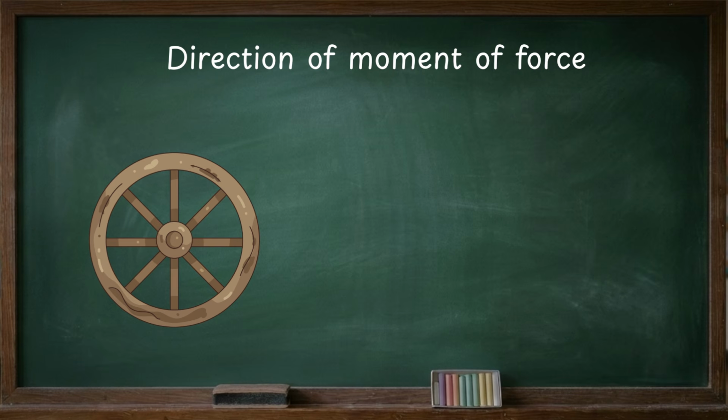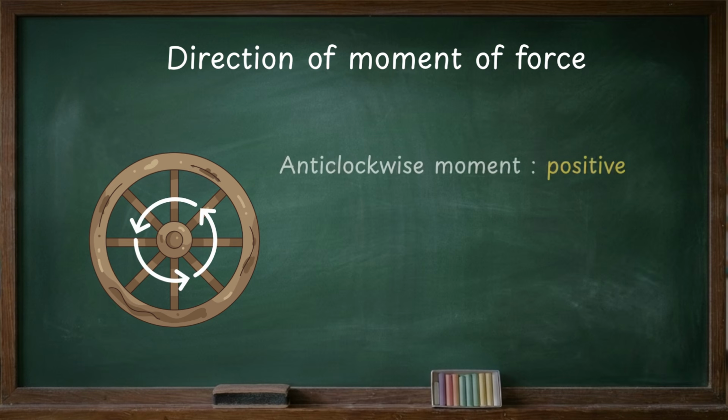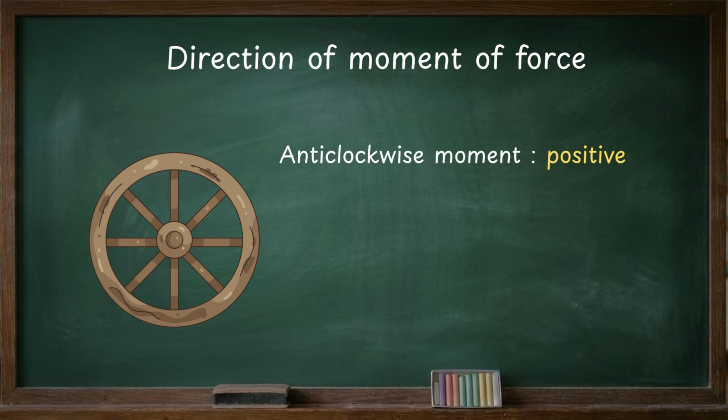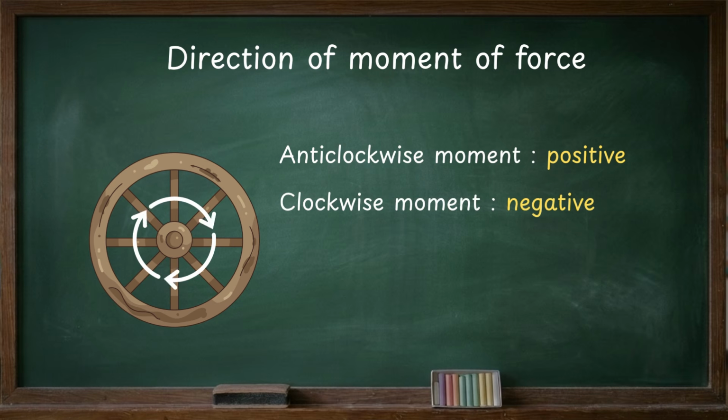Because direction matters so much, physics has a strict rule for sign conventions that you must follow in your numerical problems. If a force causes a body to turn in an anti-clockwise direction, we call it an anti-clockwise moment, and it is always taken as positive. On the other hand, if the force turns the body clockwise, we call it a clockwise moment, and it is always taken as negative. Remembering that anti-clockwise is positive and clockwise is negative is important to solving balancing problems later in this chapter.